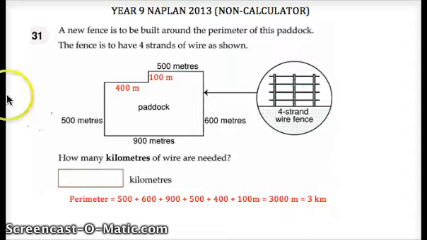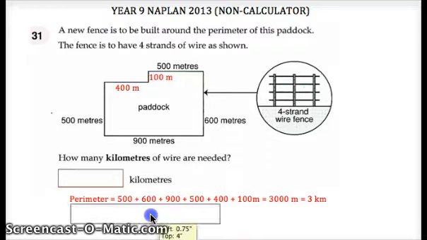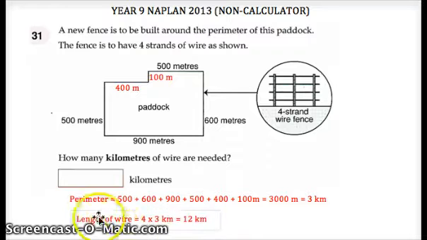Now, even though this is the perimeter of the paddock, the thing is that 4 strands of wire have to go all the way around the paddock. So the length of wire needed will be 4 times the length of the perimeter. So the length of wire will be 4 lots of 3 kilometers, and 4 times 3 is 12. So your answer is 12 kilometers. So I've just written 12 in there.